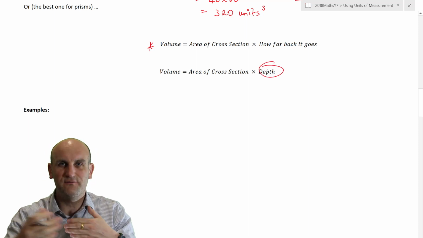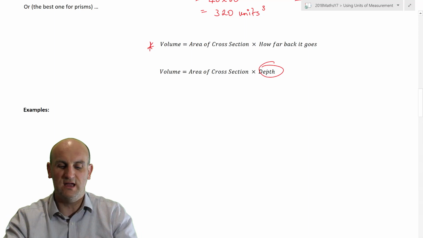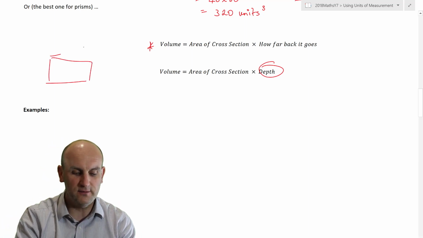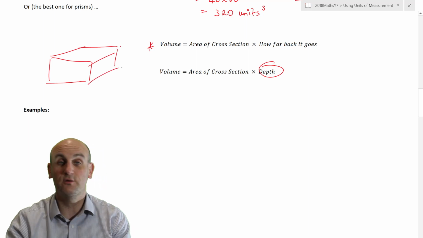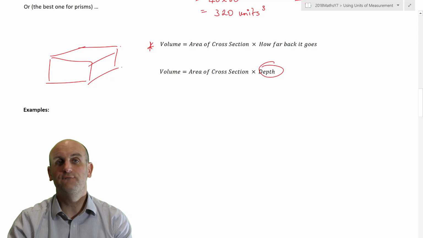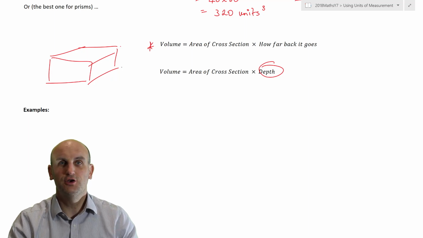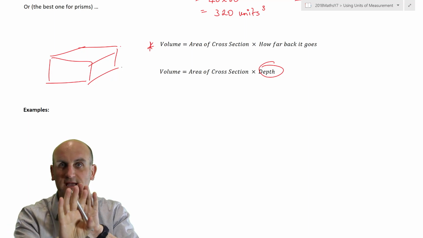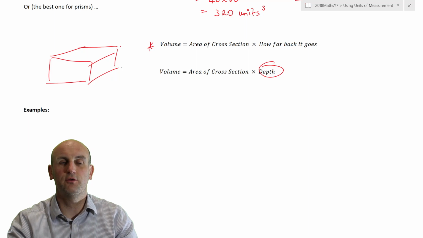And again, depth is very dependent on which way around you have your shape. But I suppose the important thing is if I have a prism, and I'm going to deal with a cuboid at this moment in time because it's the easiest one for me to draw. Area of cross-section is basically saying find an area of a face. Now it's important to know that the face should be the face that is the same all the way through my object. If I slice it, it's going to be the same all the way through my object.